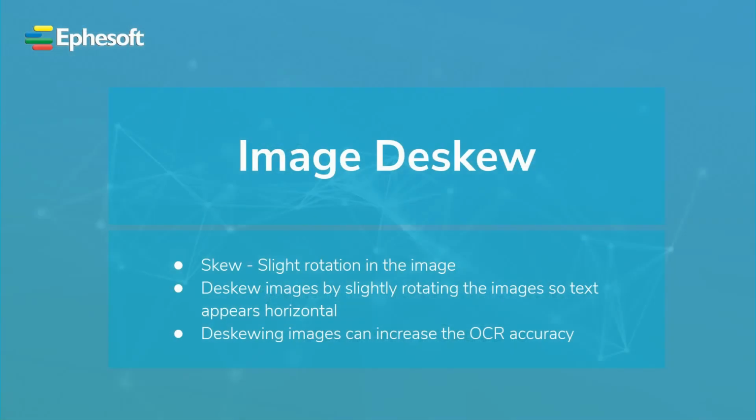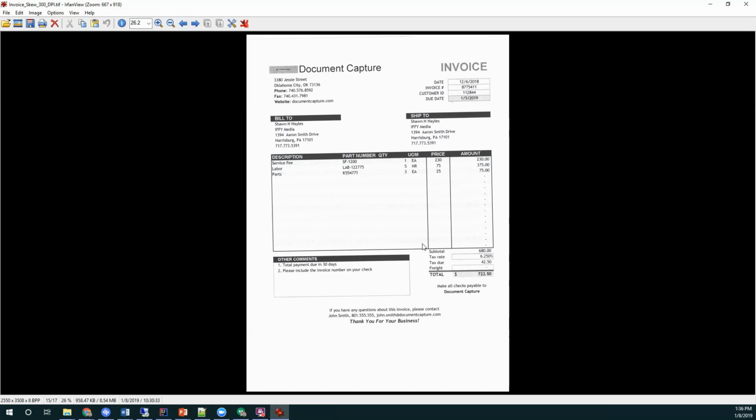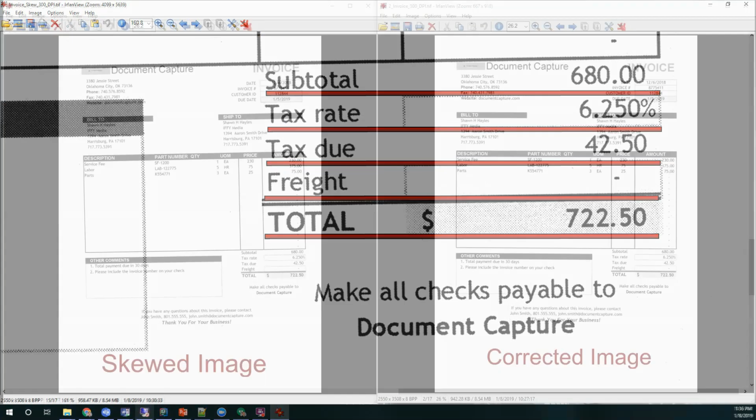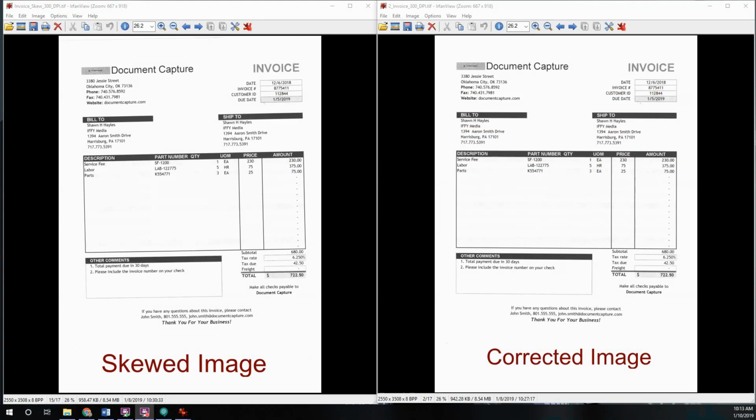In this section of the tutorial, we'll talk about image skew or image deskew. Skew is an artifact that might appear during the document scanning process, and it consists of the image text being rotated at a slight angle. When this occurs, the image needs to be deskewed. To deskew means to slightly rotate the image so that the text appears horizontal and not tilted at any angle.